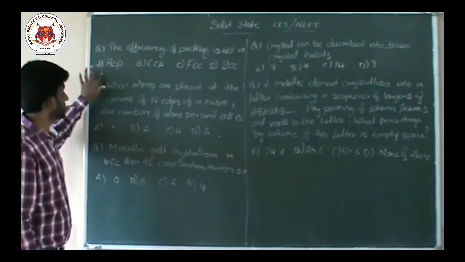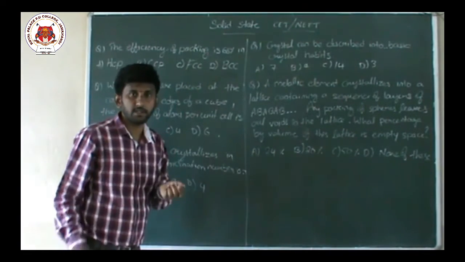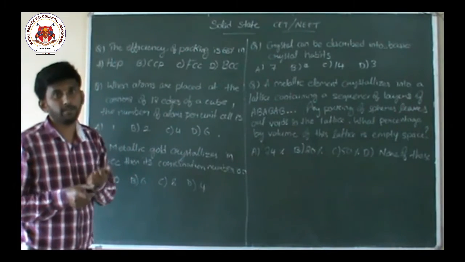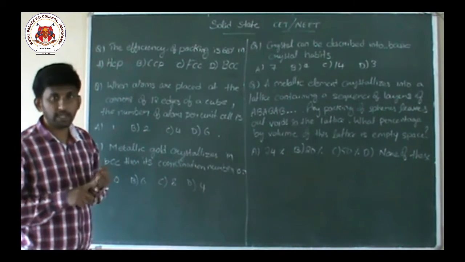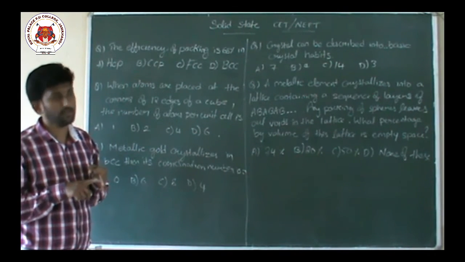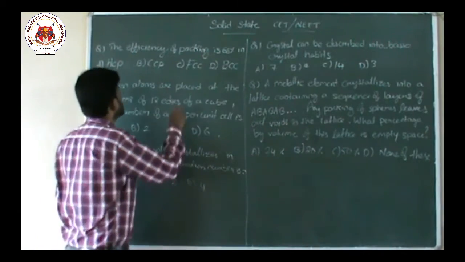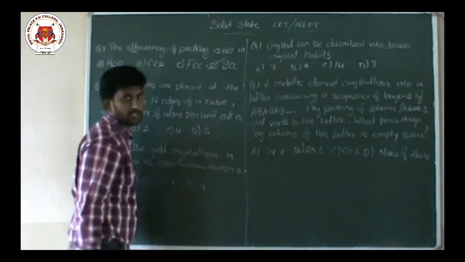Coming to the next question. The efficiency of packing is 68%. Simple cube has 52.4%. FCC has 74%. BCC has 68% efficiency. Now, according to the given question, the option must be the BCC lattice.